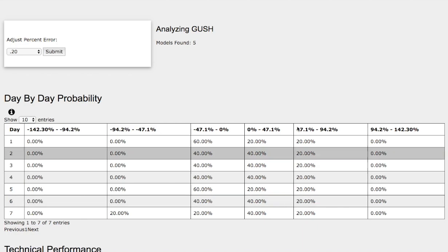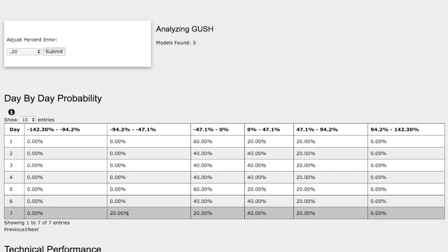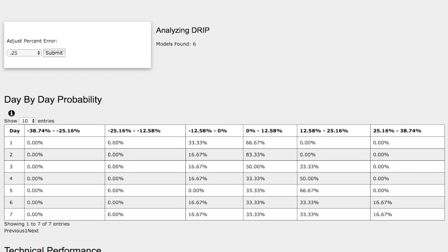And we have a 20% chance for GUSH to fall between 0 to negative 47%, and to the downside we have a 20% chance for it to fall between negative 47% to negative 94%. These ranges are quite large, so we'll be using DRIP as its inverse for the ranges. So we'll just use 12% to the upside and 12% to the downside as the support and resistance.